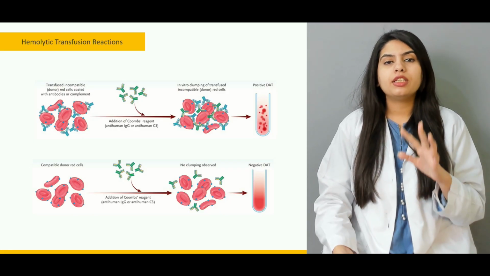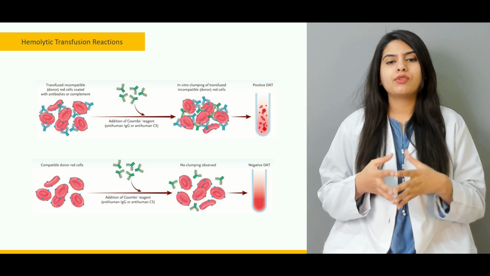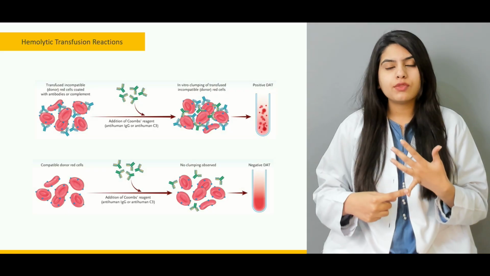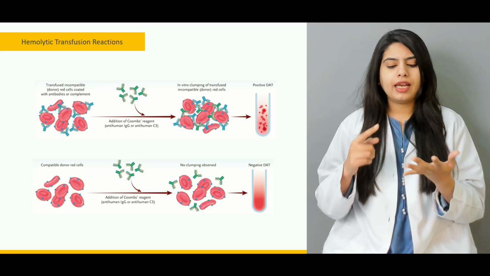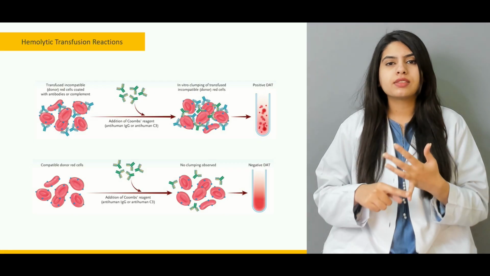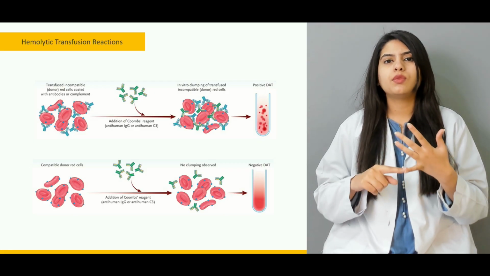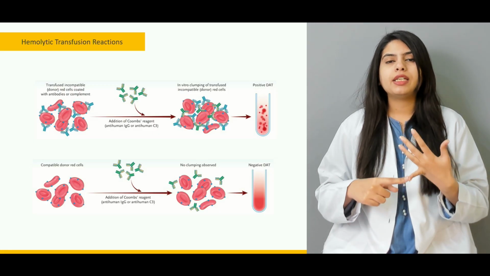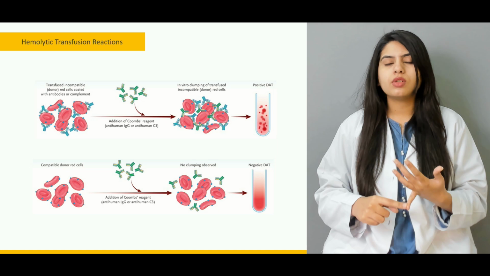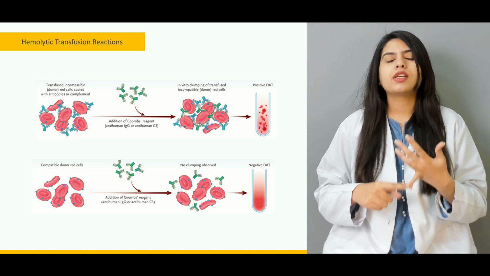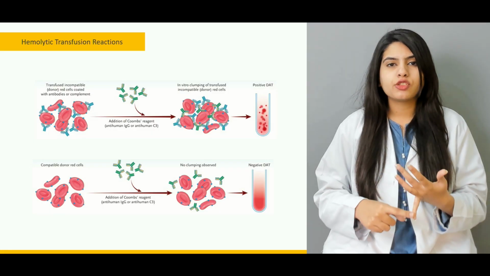Now, there can be two conditions in hemolytic transfusion reactions as well. The one where the patient was already suffering from the immune disease, and he is transfused with the mismatched blood, and there is massive hemolysis, and the patient will suffer from severe hemolytic anemia. But there can be another condition where the patient is not suffering from autoimmune hemolytic anemia, but he is transfused with the mismatched blood.